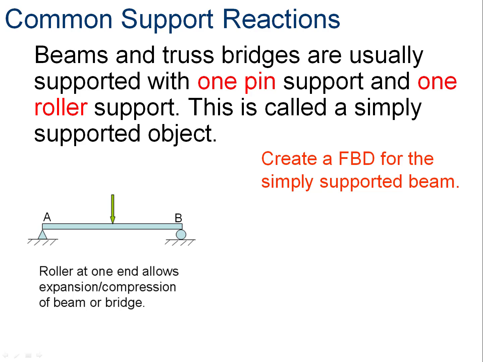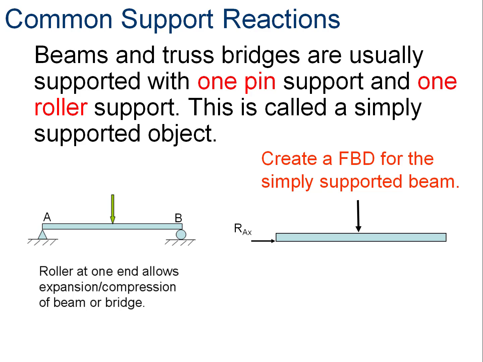When we talk about a beam and a truss bridge, typically they're supported on one side with a pin and one side with a roller. We call this a simply supported object. So this is a simply supported beam. Now, if we're going to create the free body diagram for that, we'd start out with the beam itself, nothing more than a rectangle. On the middle of the beam, we'd put the load or the force acting down.